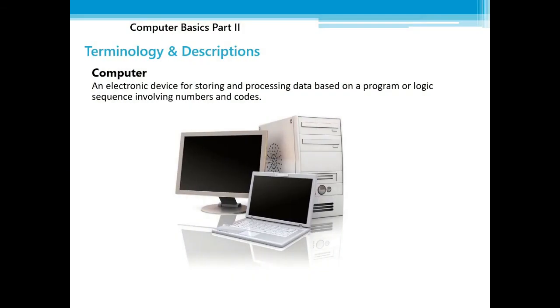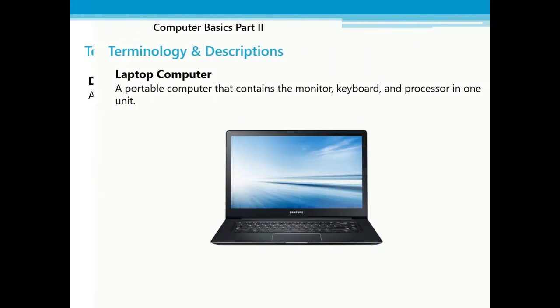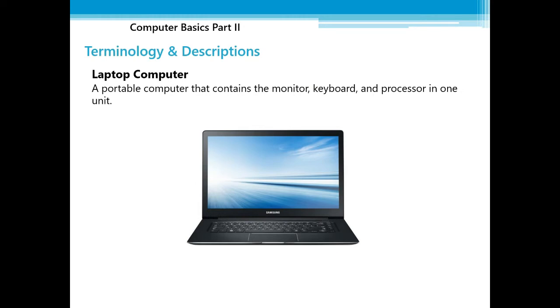Desktop elements. Today we're going to review terminology descriptions and desktop elements before we start our new class. Computer. An electronic device for storing and processing data based on a program or logical sequence involving numbers and codes. Desktop computer. A computer with a separate monitor, processor, and keyboard. Laptop computer. A portable computer that contains a monitor, a keyboard, and a processor all in one.